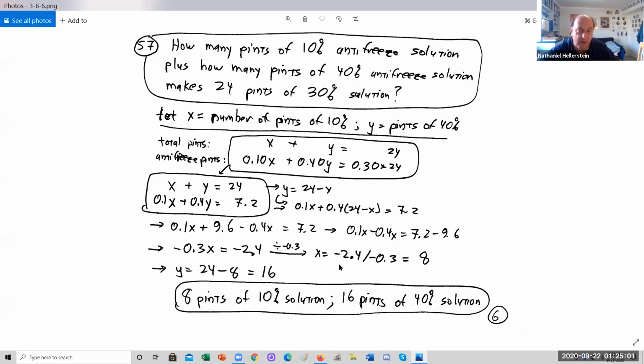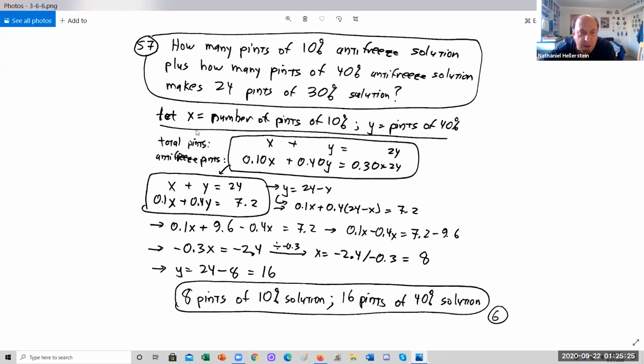How many pints of 10% antifreeze solution plus how many pints of 40% antifreeze solution makes 24 pints of 30% antifreeze solution? So, okay, we'll let X be the number of pints of the 10% solution and Y be the number of pints of the 40% solution. There's going to be 24 pints in all, so X plus Y is 24.